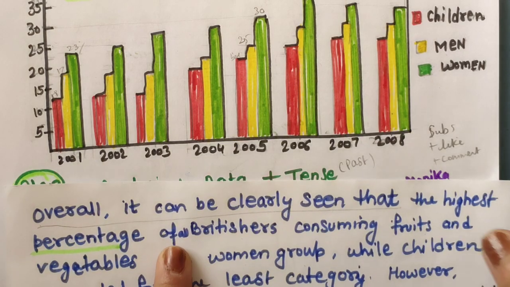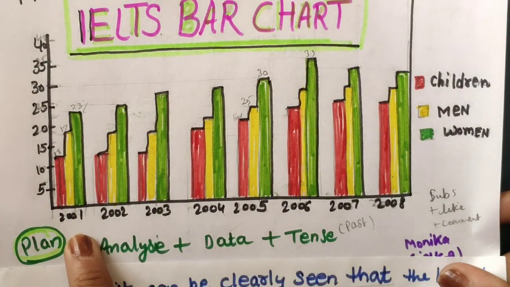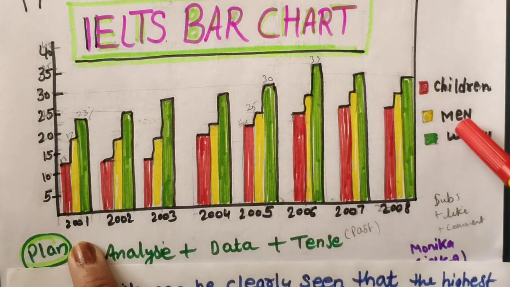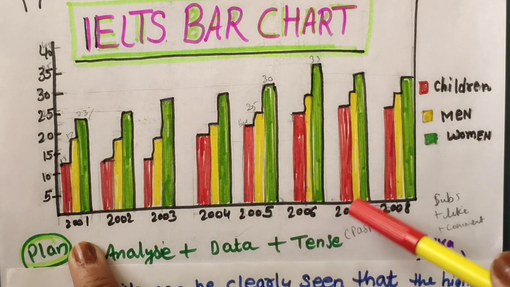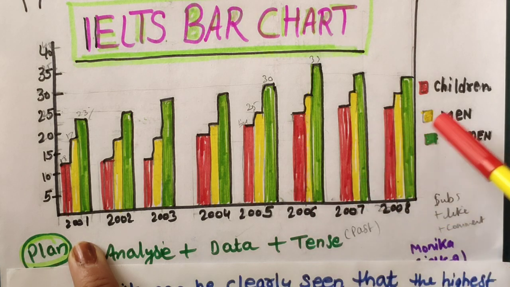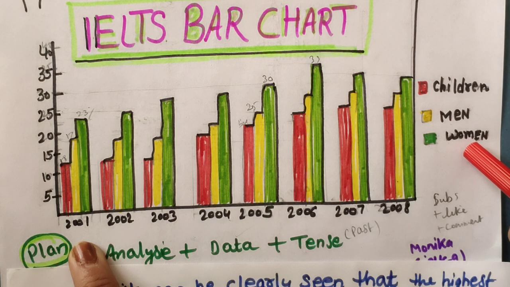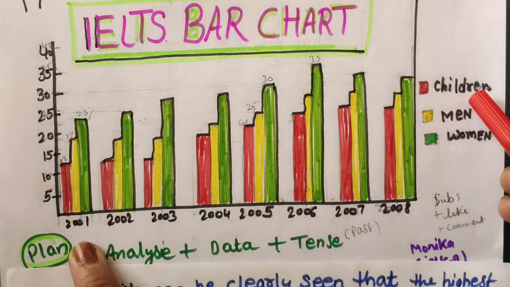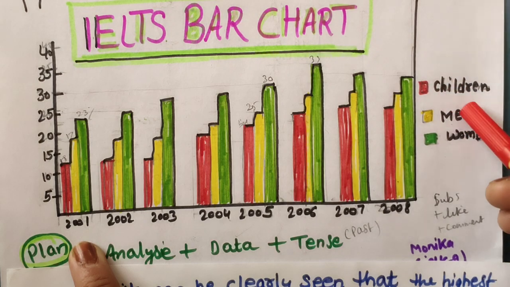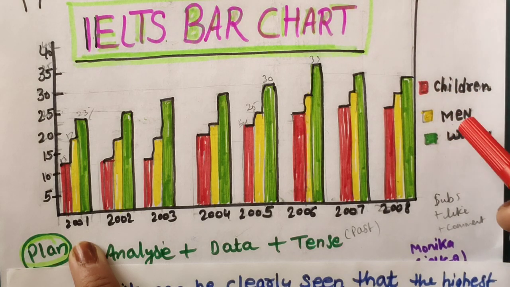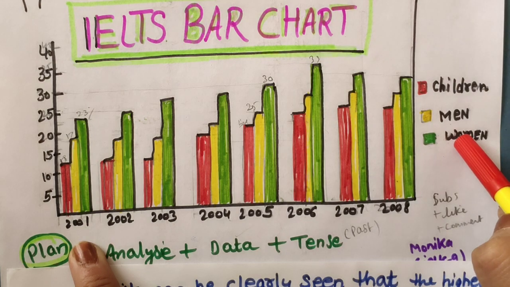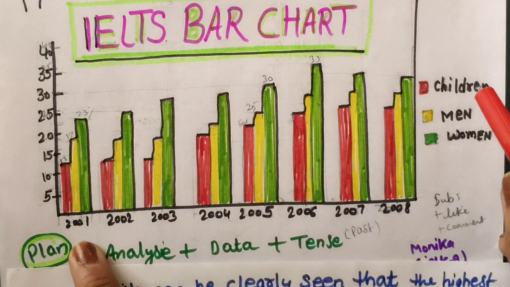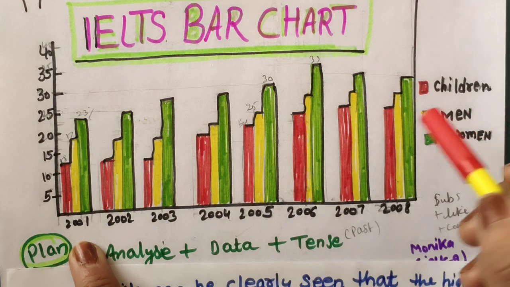Now coming to the body detail paragraphs. How to write them? There are 8 years and 3 categories. So how will you compile the body detail paragraphs? There are 2 methods. Either you go category wise: after the overall you can make 1 paragraph each for children, men and women. But here also women will come first because they are the highest, the important thing in this graph, then the least, and then men we will write.